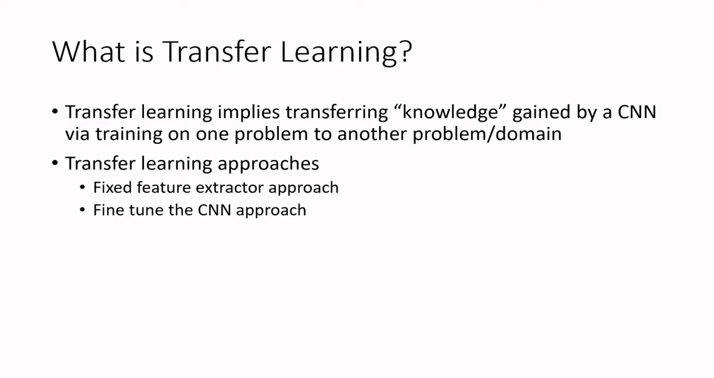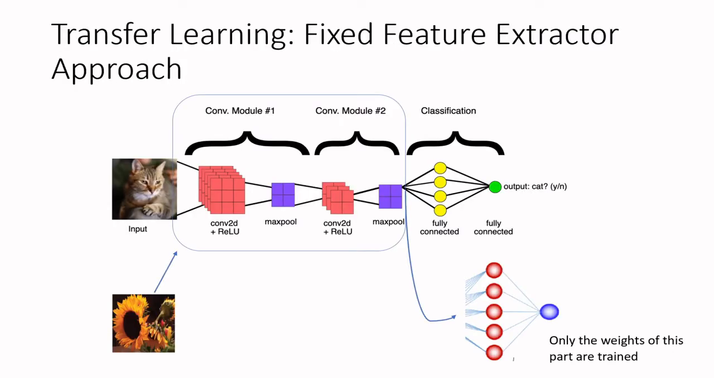Basically, there are two transfer learning approaches that are followed. One is what we call the fixed feature extractor approach, and another approach is known as the fine-tune the CNN approach. So let's look at these approaches. Transfer learning: fixed feature extractor approach.